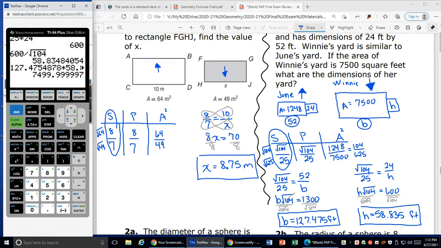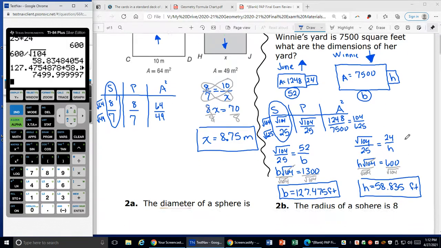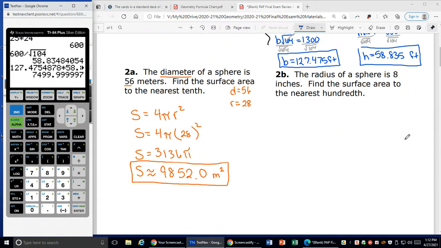Okay, so we can feel confident that we got the correct answers for each of those. All right, let's look at 2B. The radius of a sphere is 8 inches. Find the surface area to the nearest hundredth.